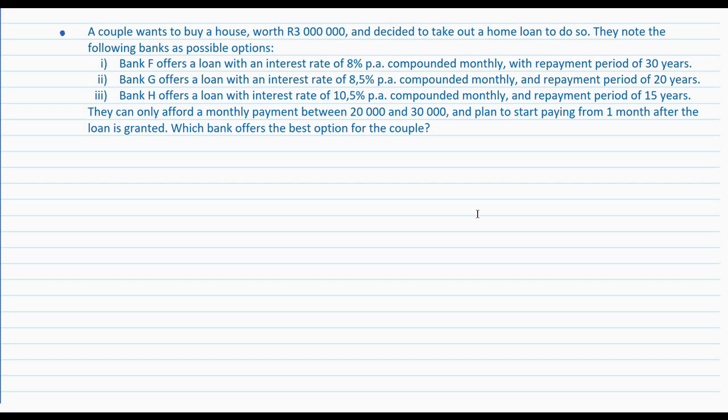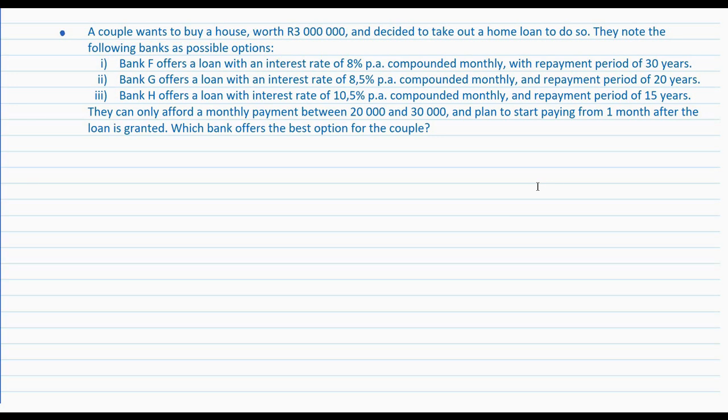A couple wants to buy a house worth 3 million rand and decides to take out a home loan to do so. They note the following three banks as possible options. First is Bank F, which offers a loan with an interest of 8% per annum compounded monthly and a repayment period of 30 years. The second is Bank G, which offers a loan with an interest rate of 8.5% per annum compounded monthly and a repayment period of 20 years.